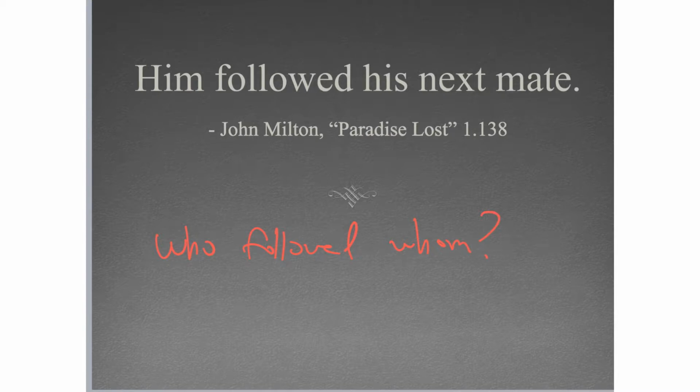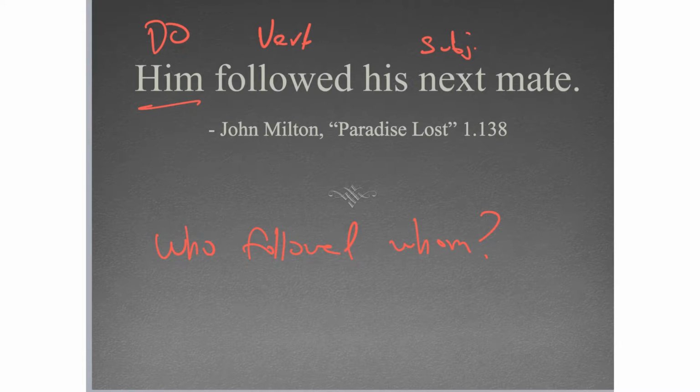And my students tend to be split on this. About half of them say that his next mate followed him, and about the other half say that he followed his next mate. And my response to them is, if John Milton is one of English's best poets, why would he make such an obvious mistake using the objective him as the subject? This phrasing is a very Latinate phrasing, a very Latin-like phrasing, in that the him is actually the direct object, the followed, of course, is the verb, and the next mate is the subject. So the answer to the question is, his next mate followed him.